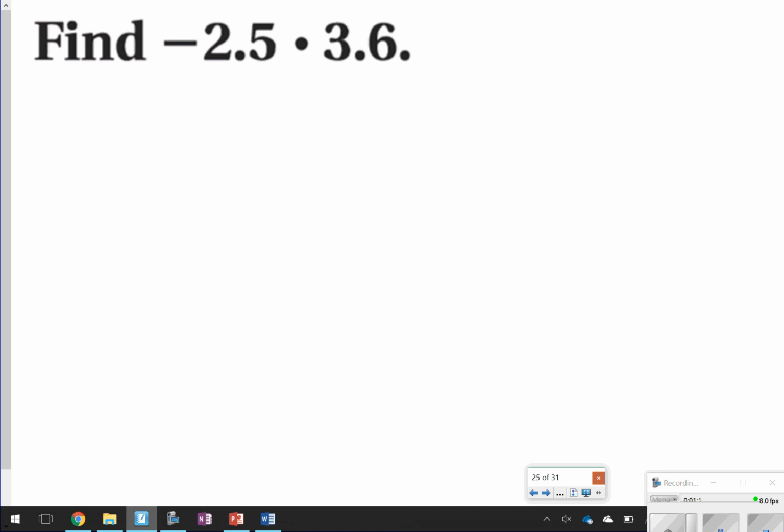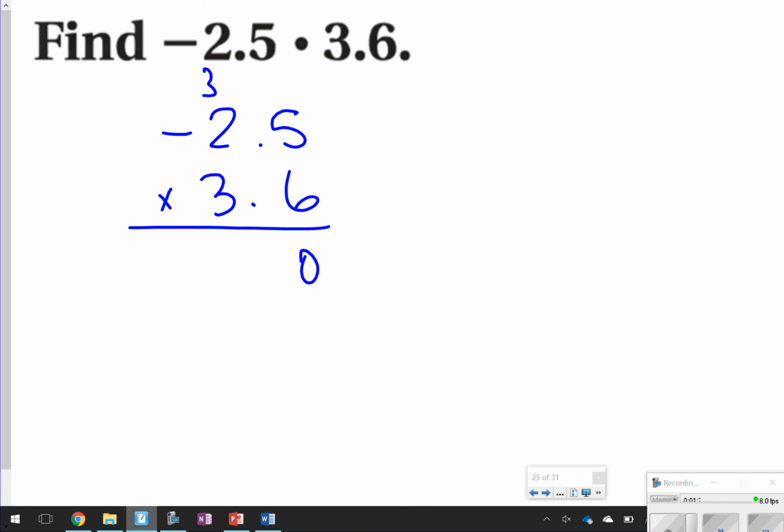So here's an example. We have negative 2.5 times 3.6. What I'm going to do, again, like step 1 said, is ignore the decimals. So I'm still going to write them with decimals, but I'm pretending it's essentially like multiplying 25 and 36. 6 times 5 is 30, carry my 3. 6 times 2 plus 3 is 15. Bring a 0 down to hop over to this 3. 3 times 5 is 15, carry my 1, and 3 times 2 plus 1 is 7.